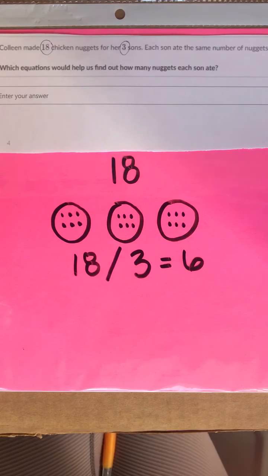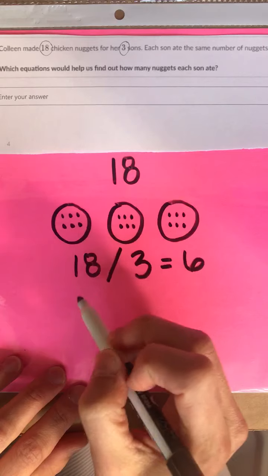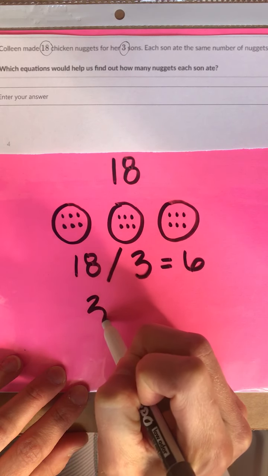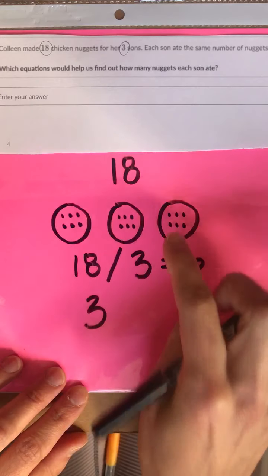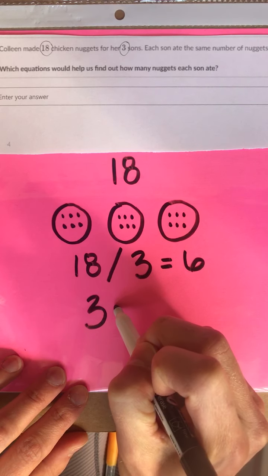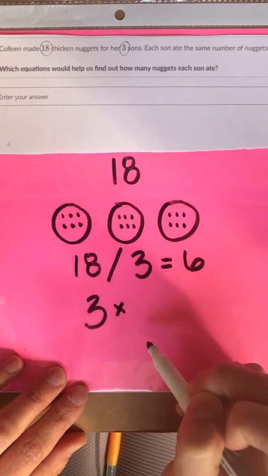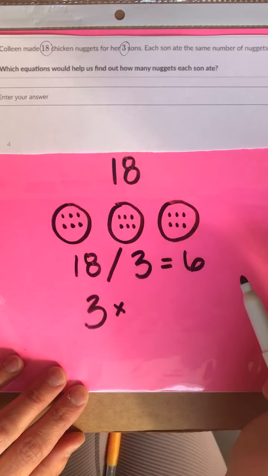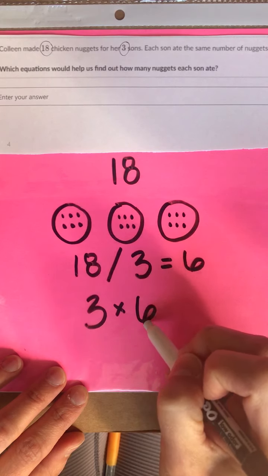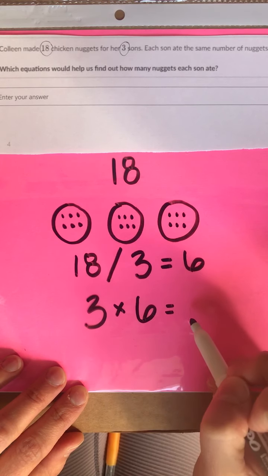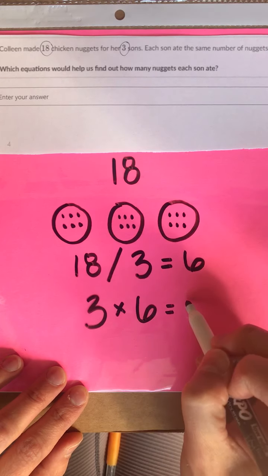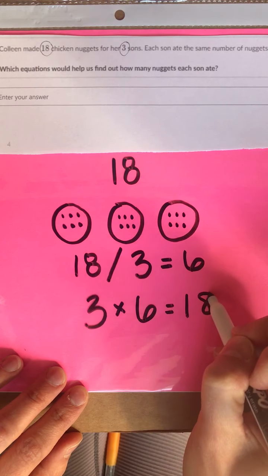So what we did here was we took Colleen's 3 sons, right? Those were our number of groups, her 1, 2, 3 sons. And we made 3 groups of how many? How many chicken nuggets did each son get? That's right. Each son got 6. And that equaled, what was the whole or the total number of nuggets that Colleen started with? That's right, 18. Very good.